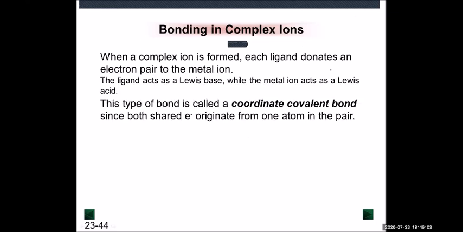The bonding in the complex ions is covalent bonding, sharing electrons. But this bond is fairly different. It's more reactive, easy to dissociate. So it has a special name, what we call a coordinate covalent compound.